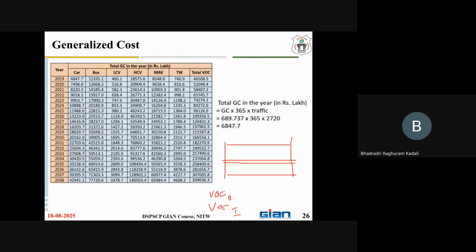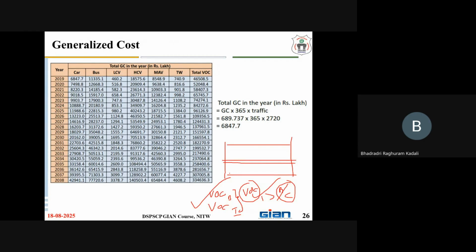Then we know the change of the vehicle operating cost respective to the change of the condition of your road. If this benefit is higher than the financial cost incurred in the project, and the ratio is greater than one, that indicates this project is viable to implement.